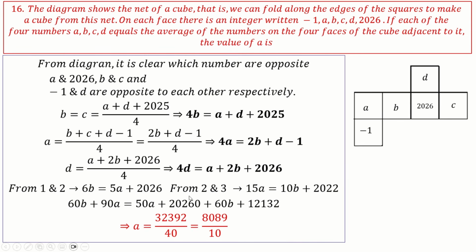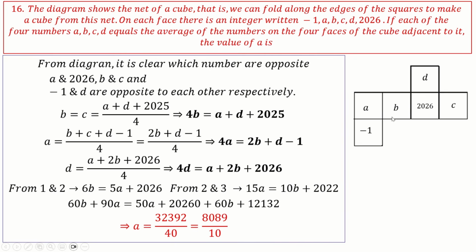But the problem is, if I solve this, I get my A value as a non-integer. It's not an integer. But it is very clearly given that there is an integer written. These are all integer values. But with this limited information, you cannot get A as an integer. So this is something extra information which we need to derive.